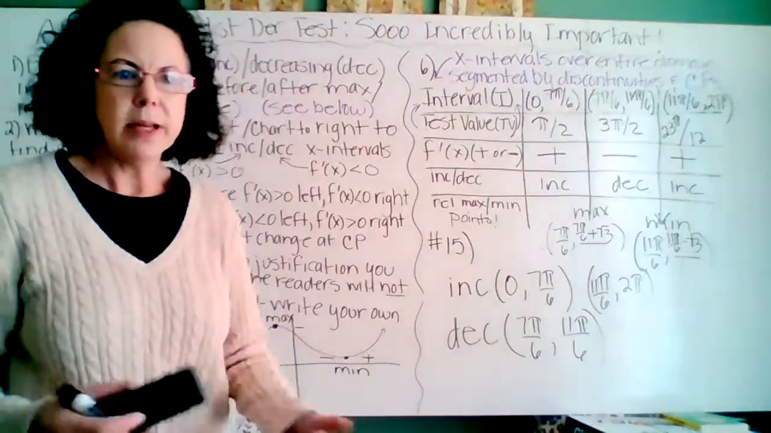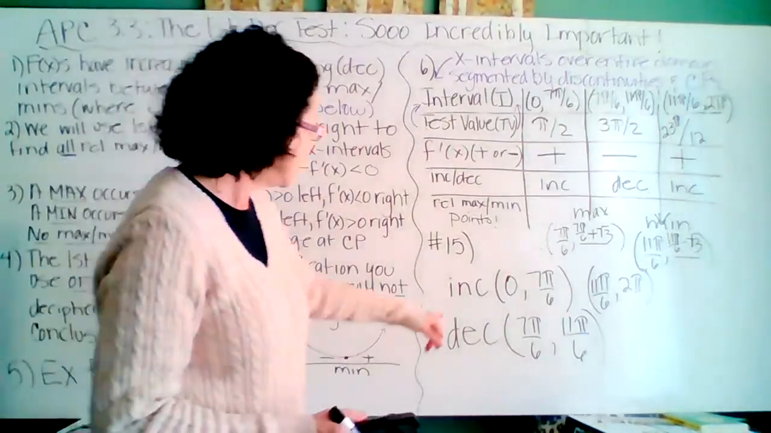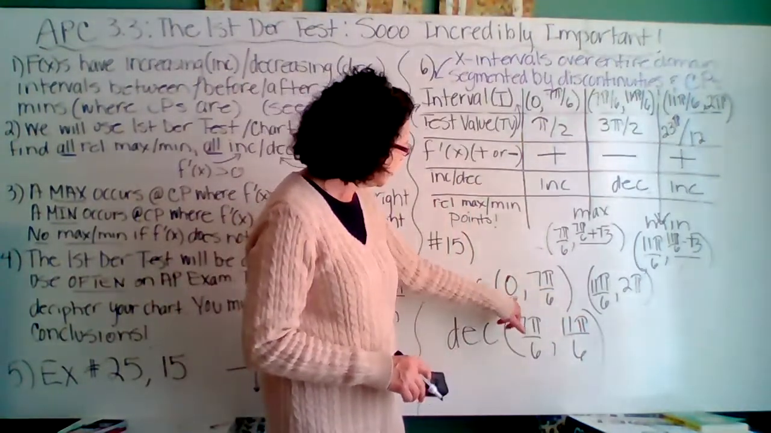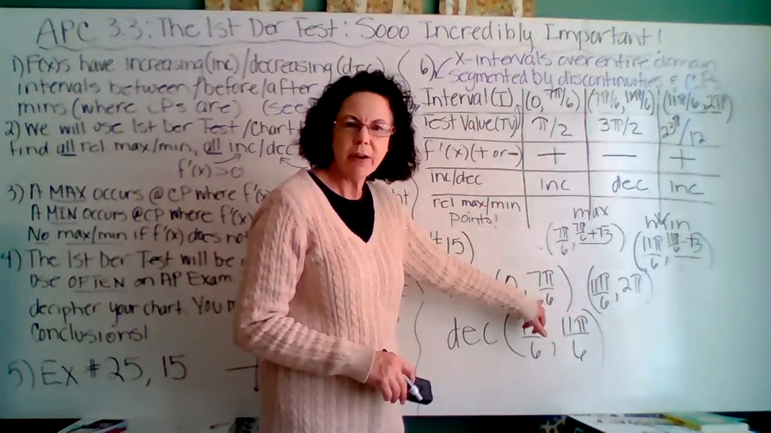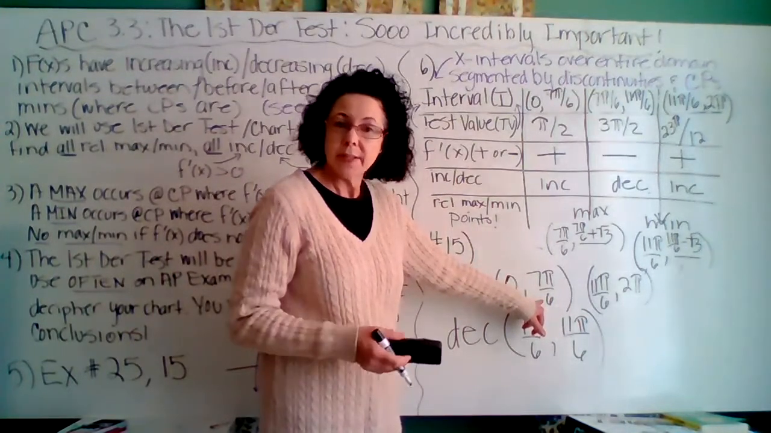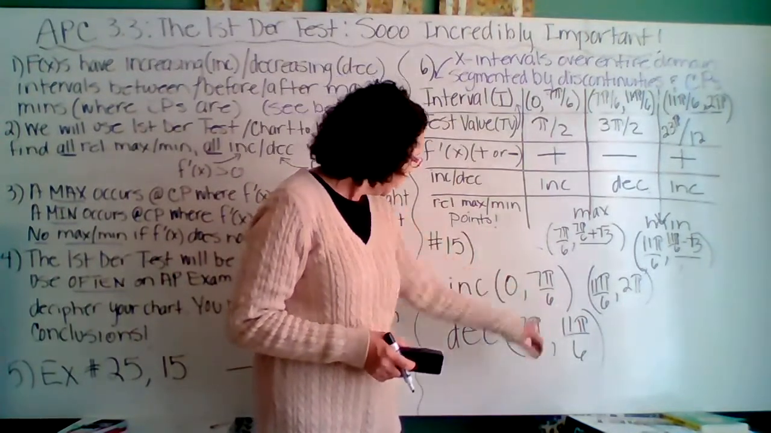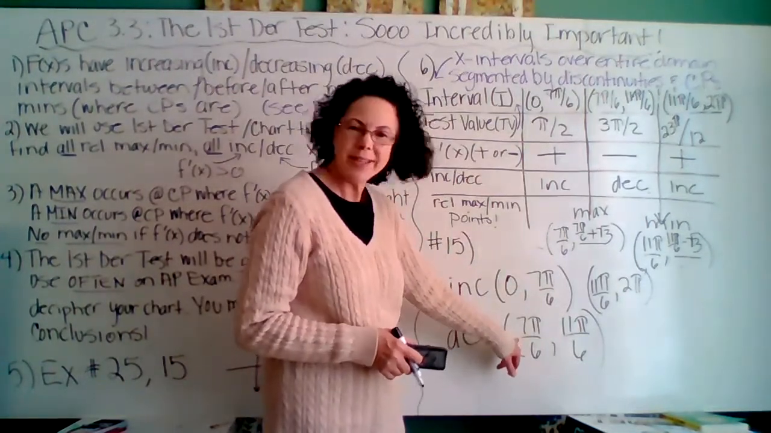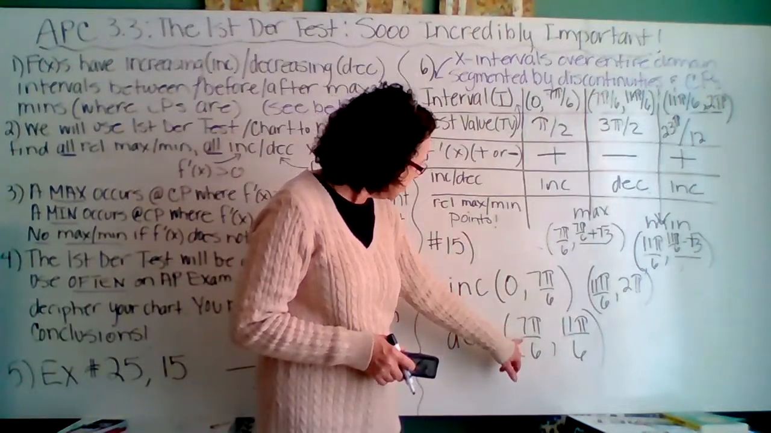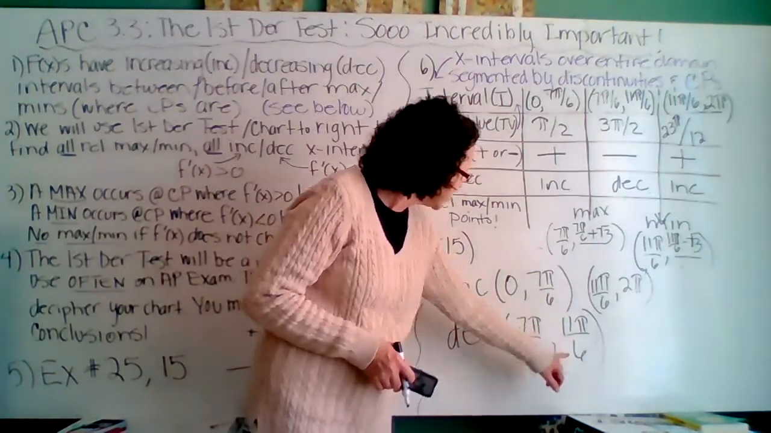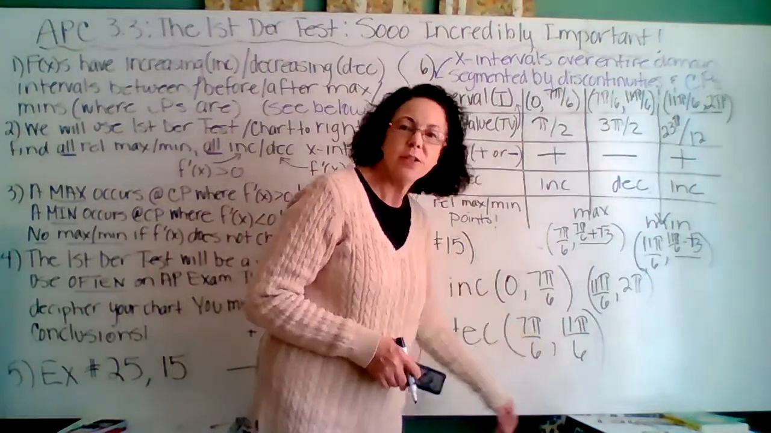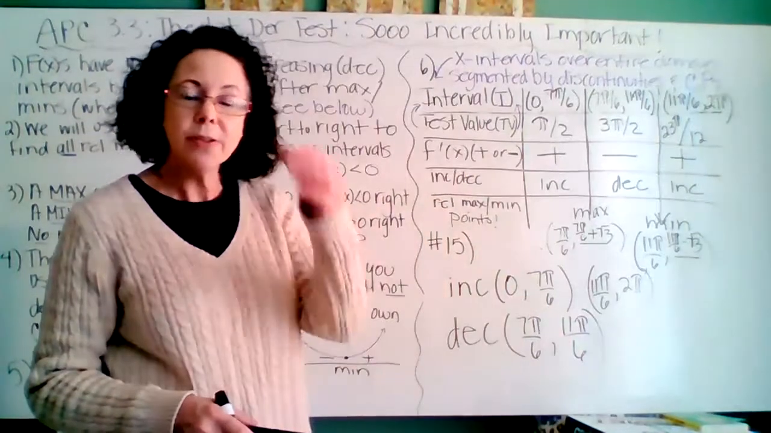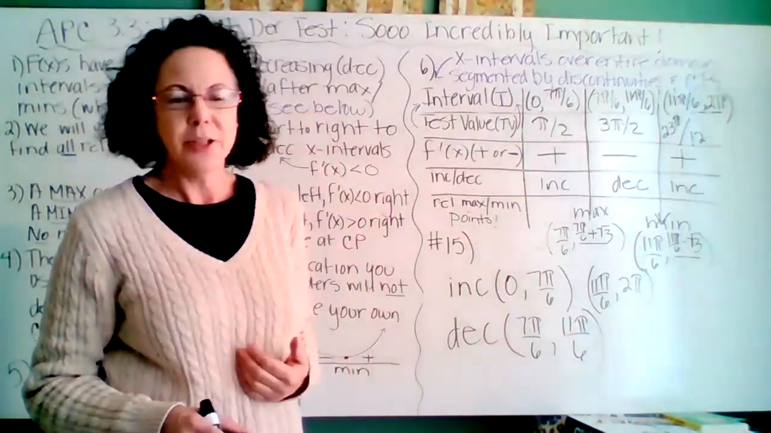Now, just in case we haven't covered it, why the parentheses? Why not brackets, right? Because the function is increasing from 0 to 7 pi over 6. We know at 7 pi over 6, the derivative is 0. It's neither increasing nor decreasing. Same with the decreasing. We know the function is decreasing between 7 pi over 6 and 11 pi over 6, but we know at these values that the derivative was 0. So we don't have brackets. We don't include those because a zero slope is neither increasing nor decreasing.